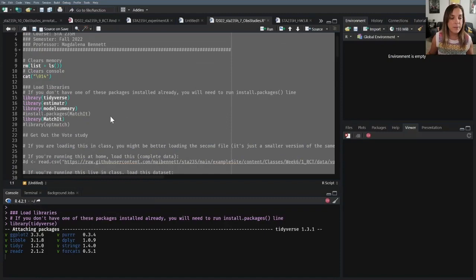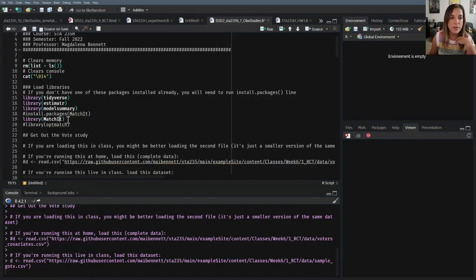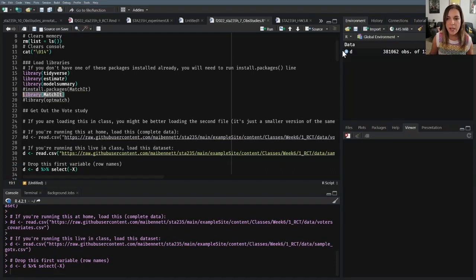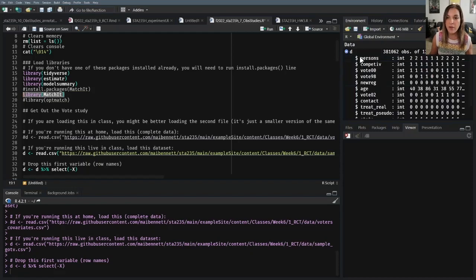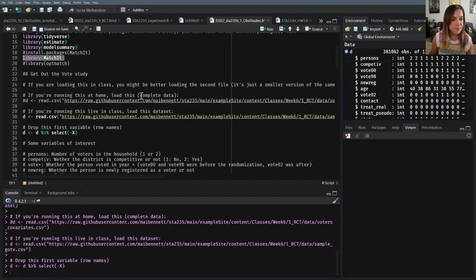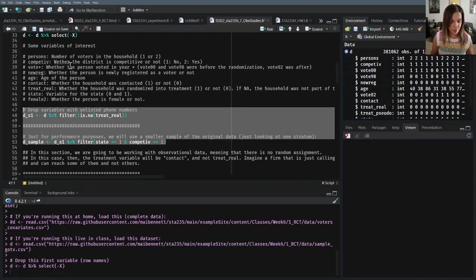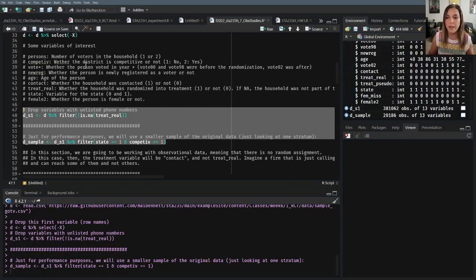One important thing, we're introducing here a new package. It's called MatchIt, and this is the package that we're going to use for any of our matching needs. Okay, so as you can see, I have the data set for the get out the vote example that we saw in class, and I'm going to just run these quick lines that are just to clean up the data a little bit.